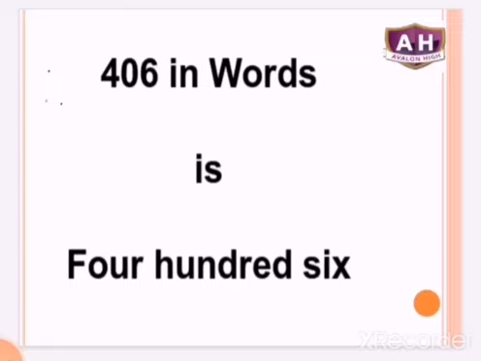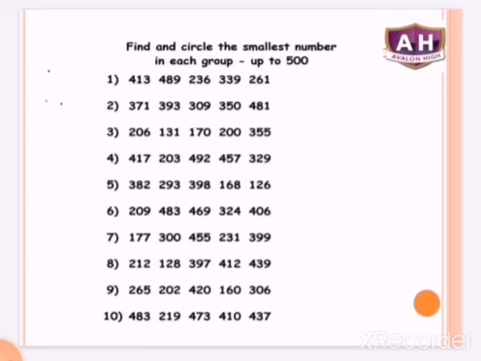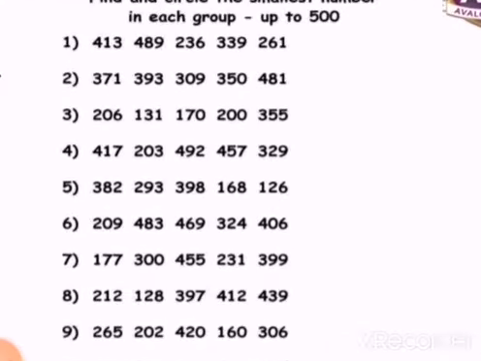So 6 we have as ones. We can write it as 406. Now in the next there is an example for you to find the smallest number.